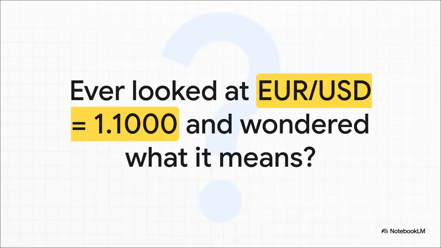Let's get to it. I mean, we've all been there, right? You see a quote like this, just a jumble of letters and numbers, and you think, what on earth is that supposed to tell me? Well, if that's you, you are in exactly the right place. That little string of text is the DNA of every single trade, and I promise, by the time we're done here, it's all going to make perfect sense.